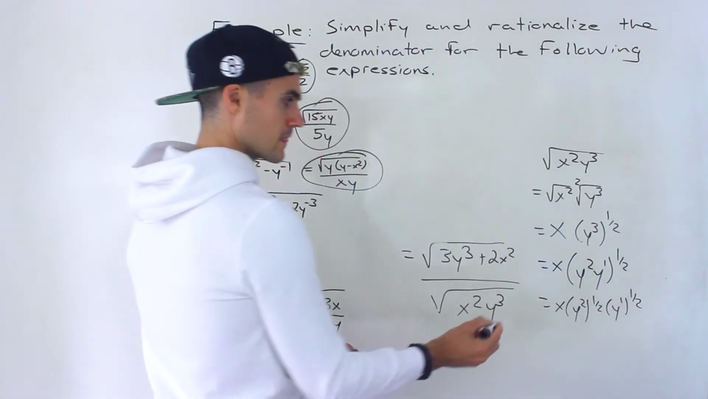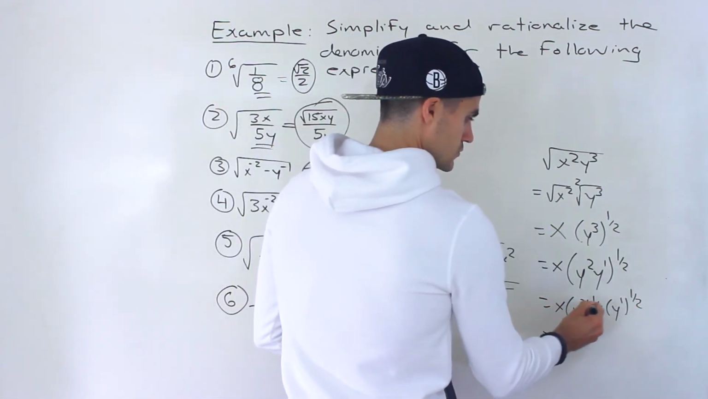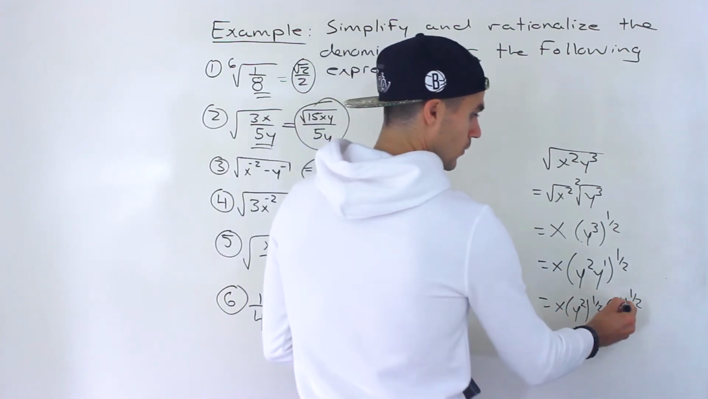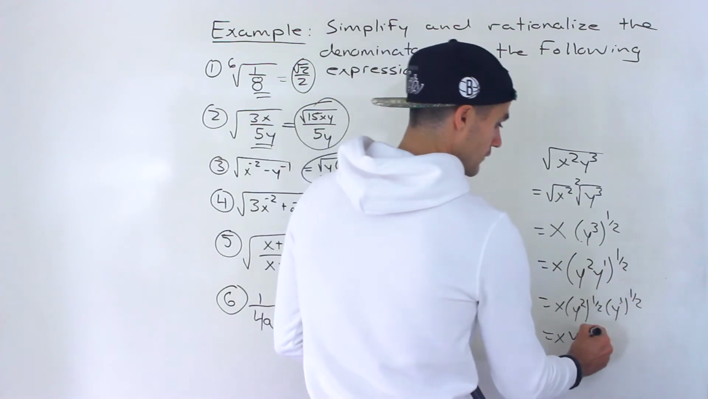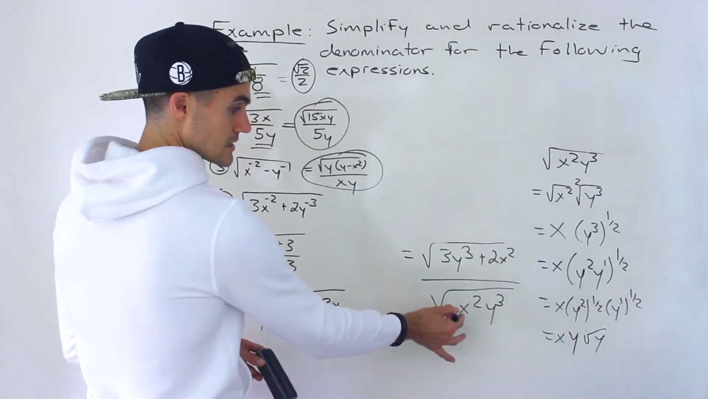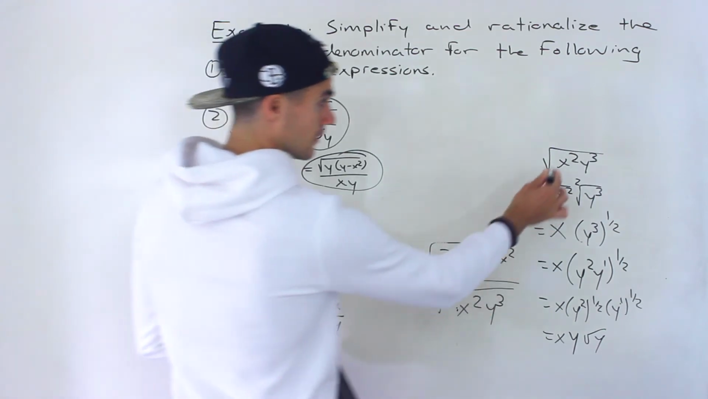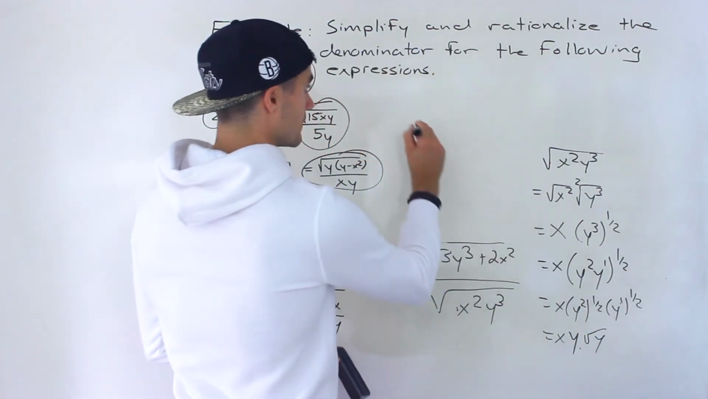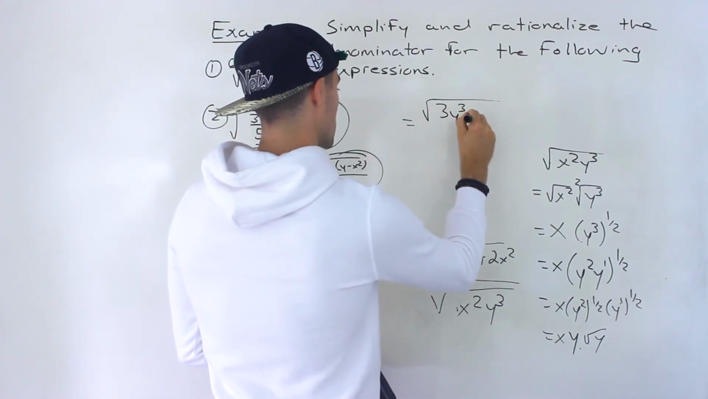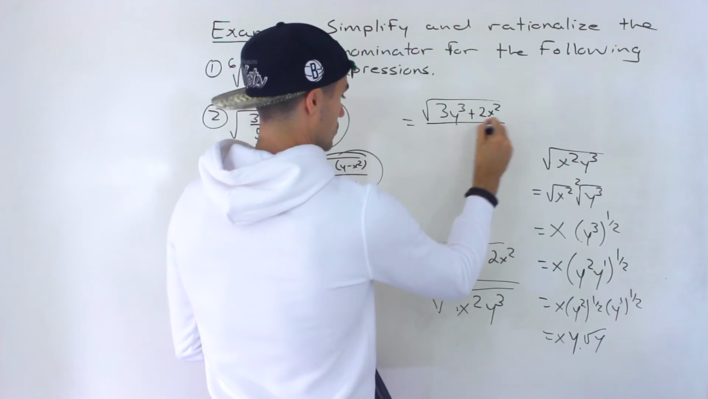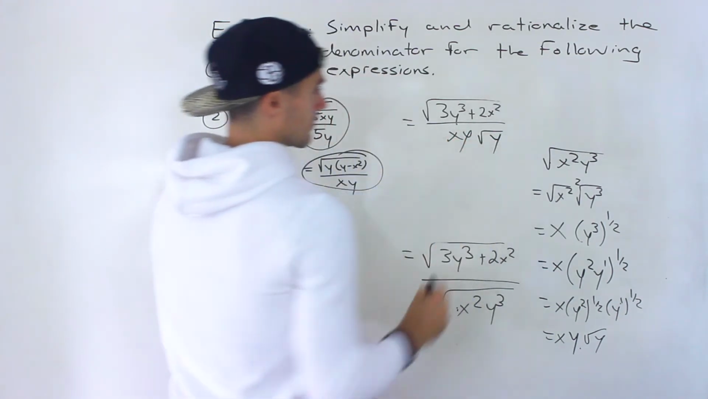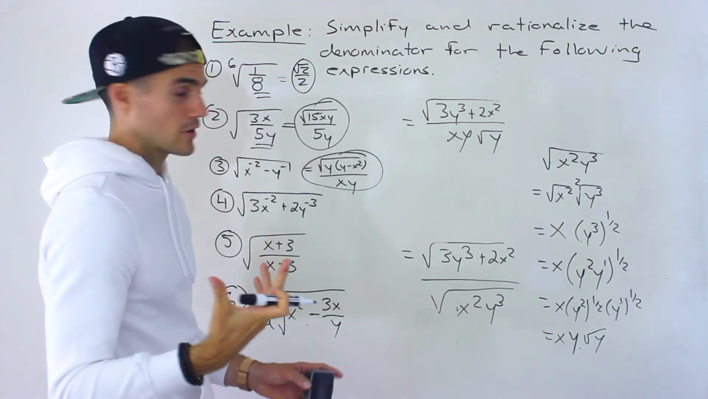Like that. 2 times 1 over 2 is 1. y to the 1 is just y. 1 times 1/2 is 1/2. y to the 1/2 is the square root of y. So this denominator simplifies to that. And now that's going to be way easier to rationalize, because we only have to get rid of the root y.